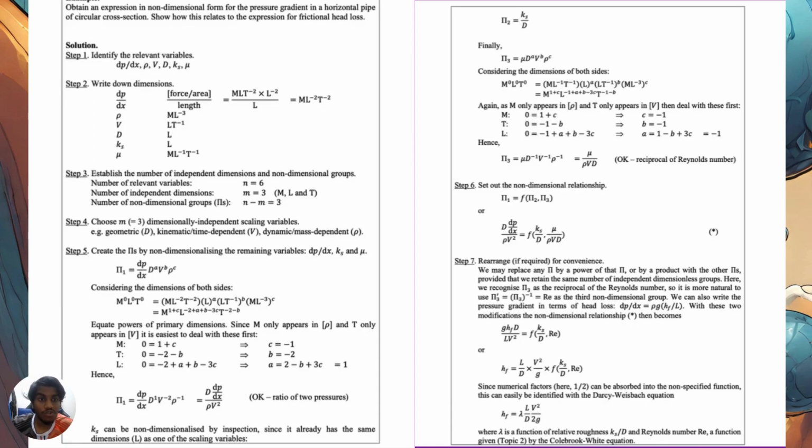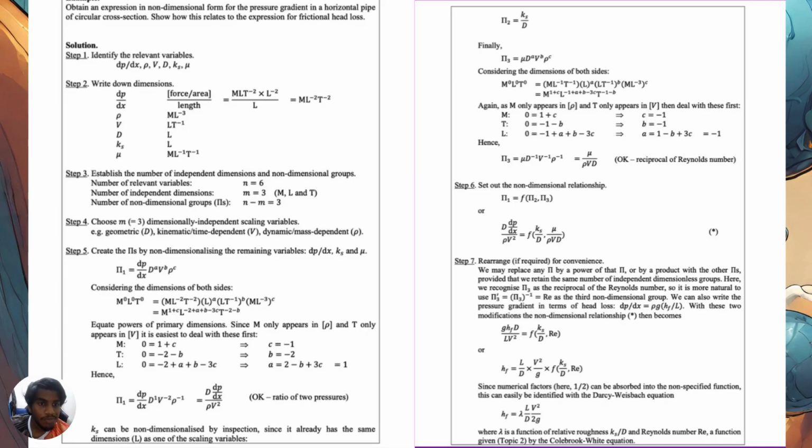Step 4: choose m equals 3 dimensionally independent scaling variables. For example, geometric D, kinematic time-dependent V, dynamic mass-dependent rho. Next, create the pis by non-dimensionalizing the remaining variables dp over dx, k and mu.